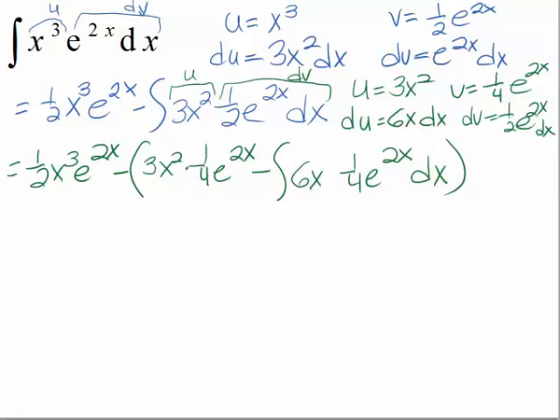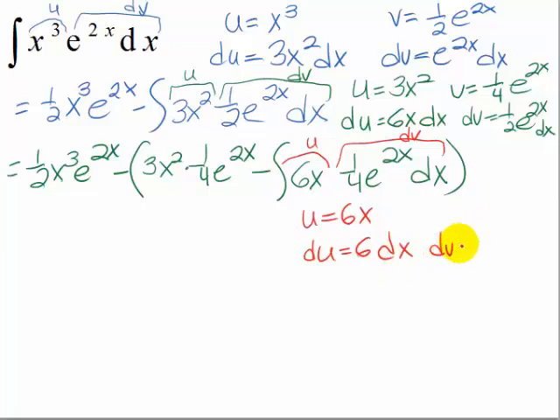Now we're going to need to do integration by parts yet again. This time we're going to let this be our u and this be our dv. So if u is 6x, then du is 6 dx. And if dv is 1/4 e to the 2x, then v is going to be 1/8 e to the 2x. This had a dx on it right here.